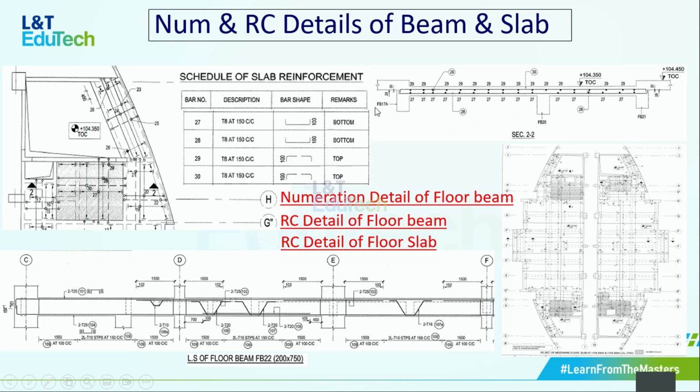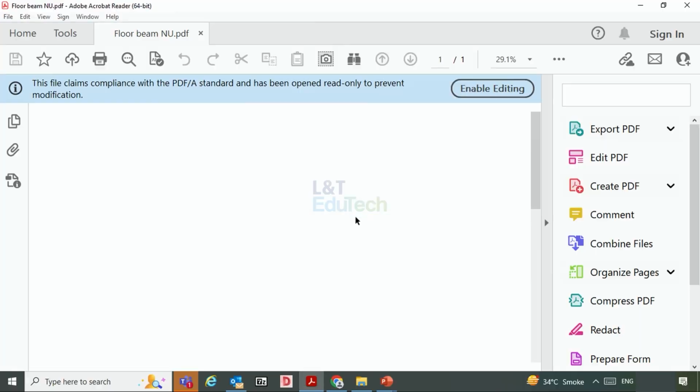Next is the beam and slab. We have the office area on either side of the manufacturing shop. You can see the north and south side have this much office area. In this office area we have the floor beam and floor slab. In this also we will capture the numeration drawing of the floor beam.